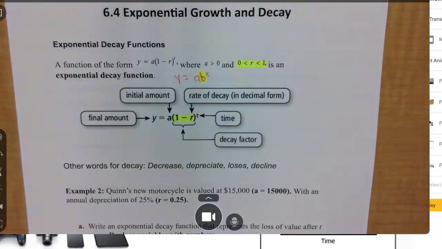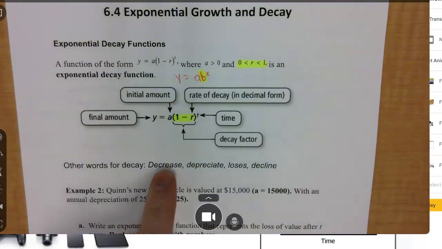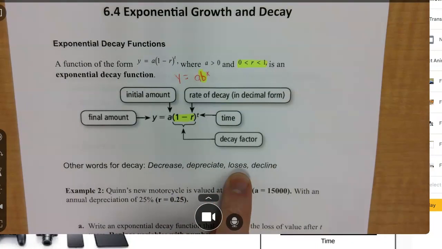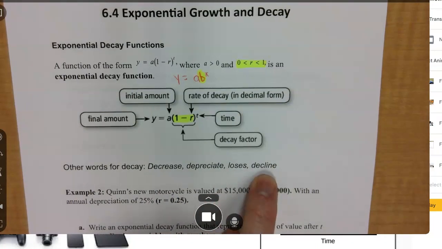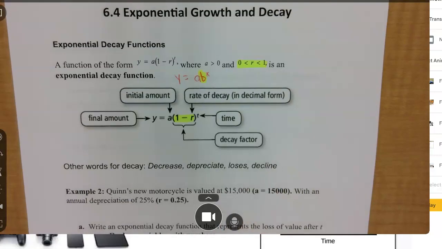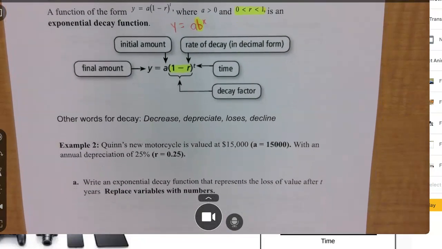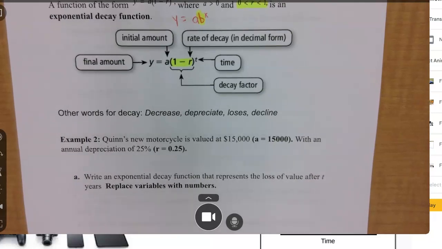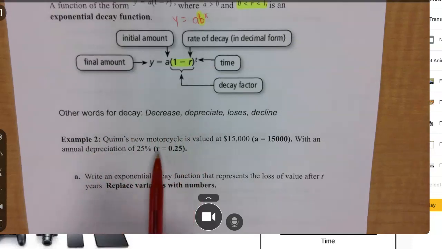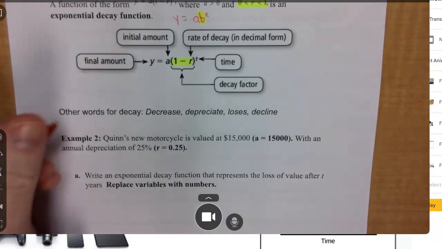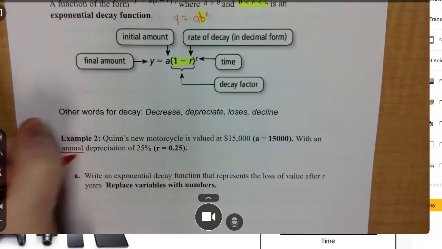And so some of the words you'll see for exponential decay: decrease, depreciate, loses, as in loses value over time, decline, the population declines over time. And so we have this person here, Quinn, and they own a motorcycle that is $15,000. Whether they bought it used or new doesn't matter, but we know that they just paid $15,000 for this motorcycle, but it's depreciating, that key word there, going down in value 25% per year. How do I know it's per year? This word annual. Annual means yearly.